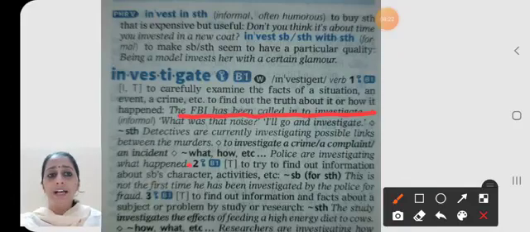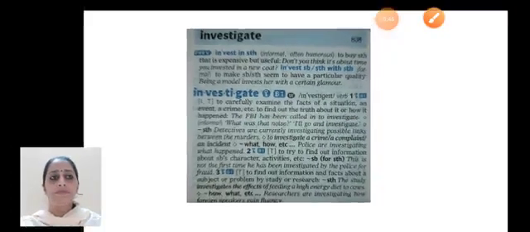Clear? Here we have the second meaning. To try to find out information about somebody's characters, activity. This is not the first time he has been investigated by the police for fraud. Clear, students? Moving ahead.